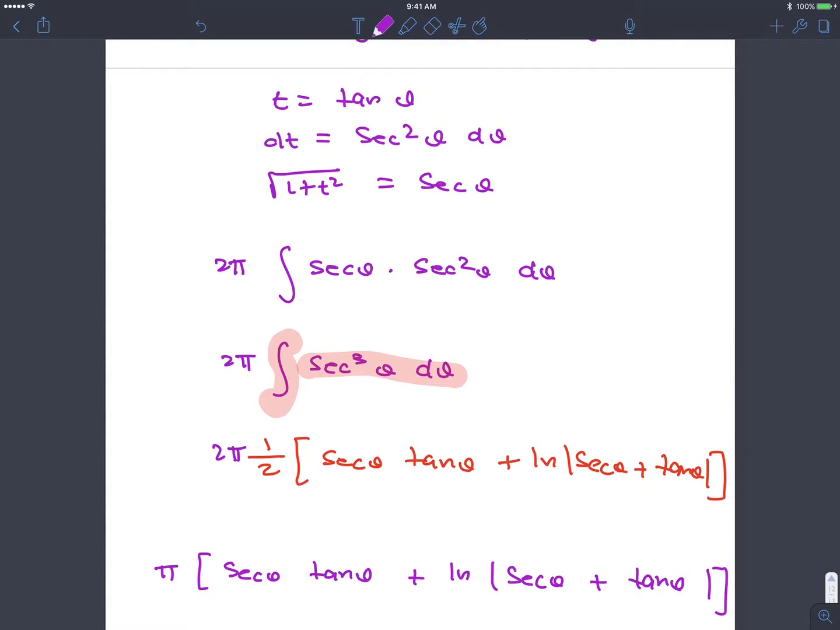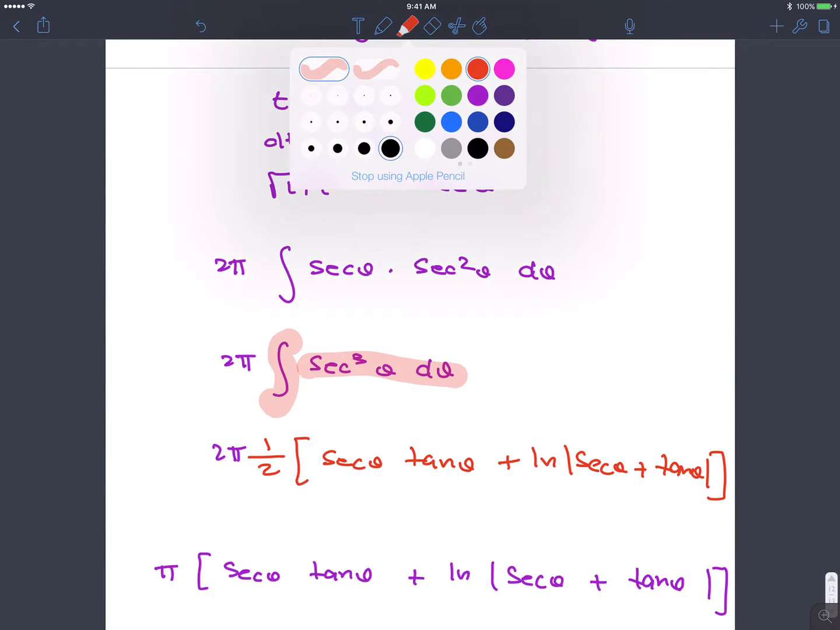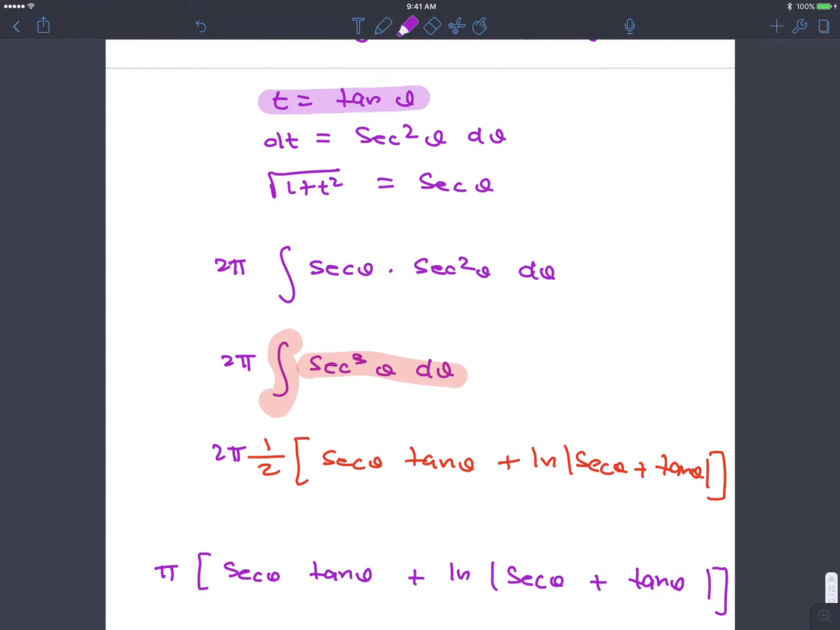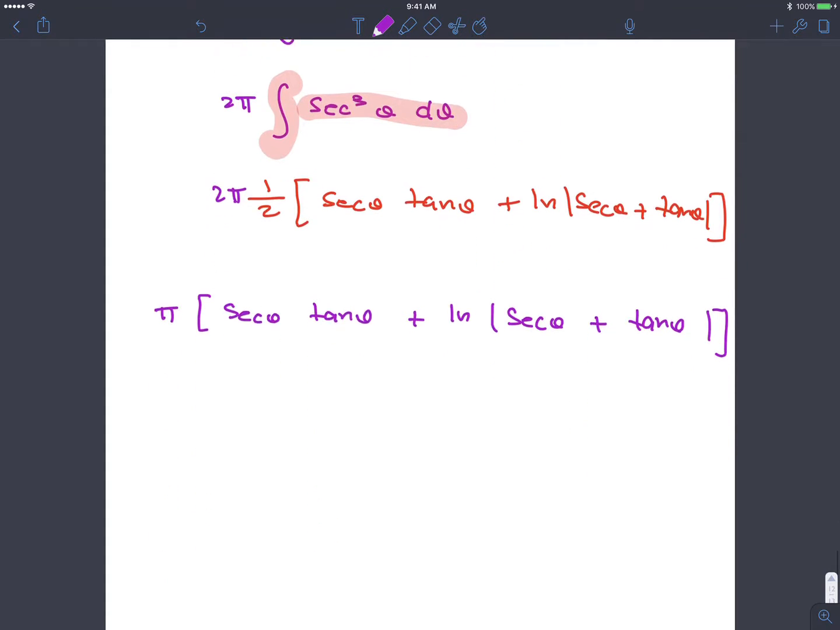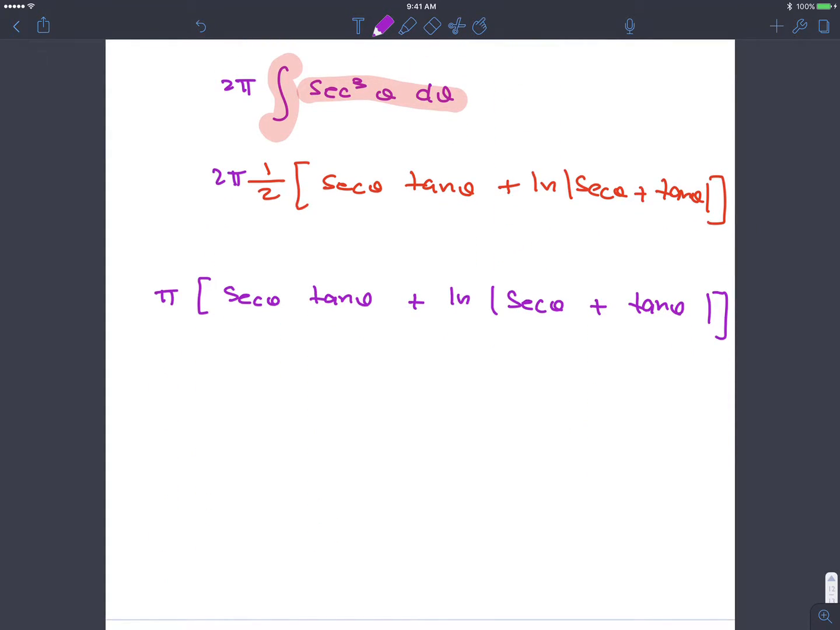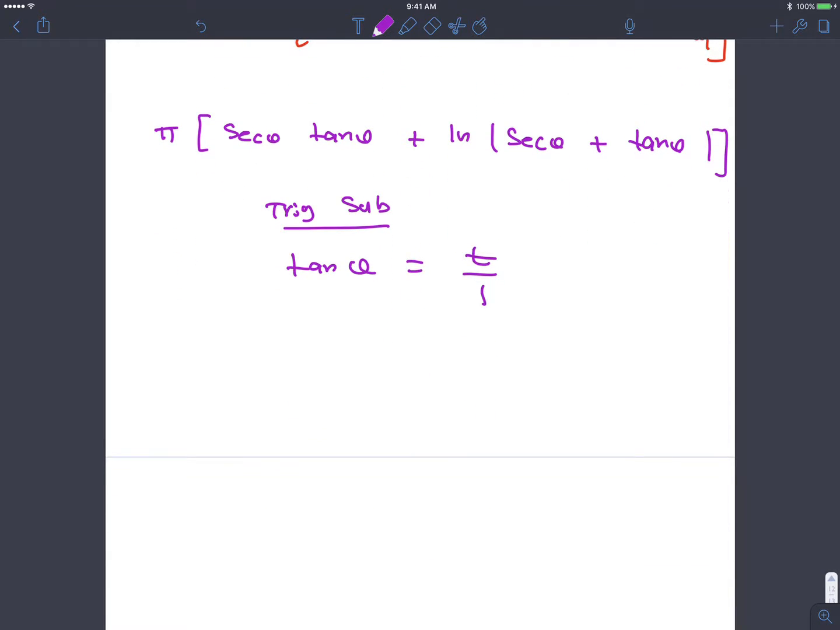Okay. Now let's go back here. Let's remember, what is tangent theta again? So I can say, because we're doing trig sub, remember this trig sub? We know that tangent theta is t over 1. Is that true? So let's draw the triangle here.